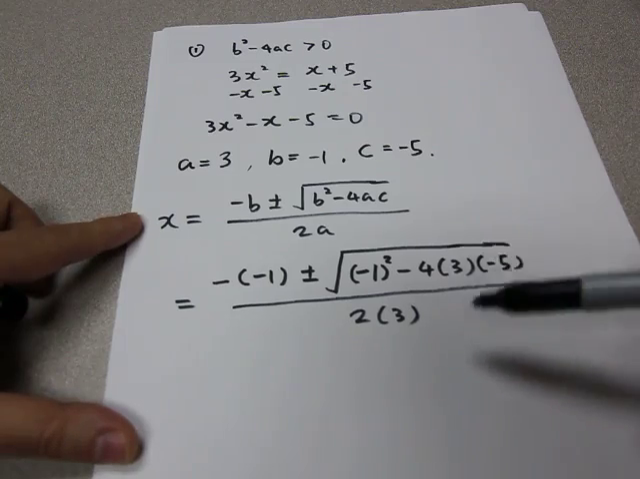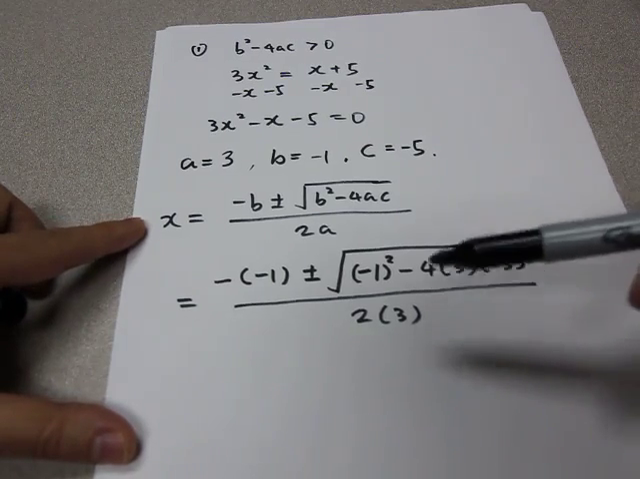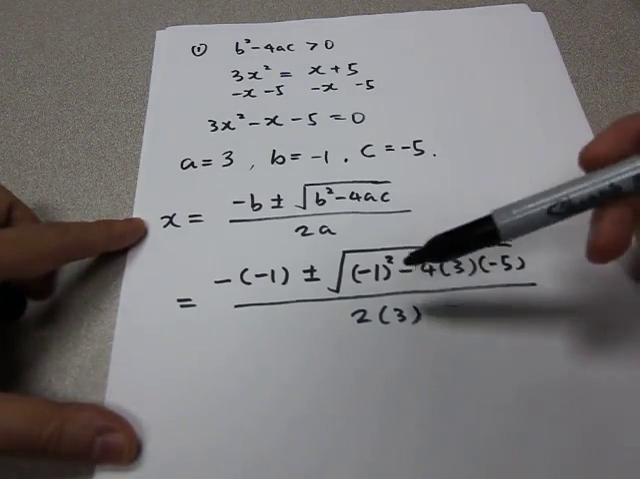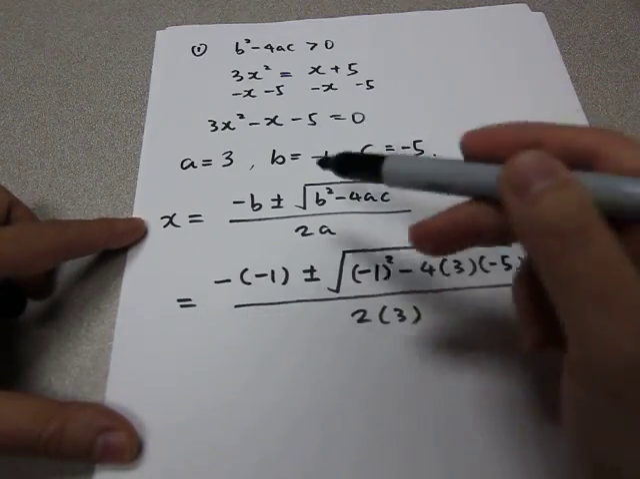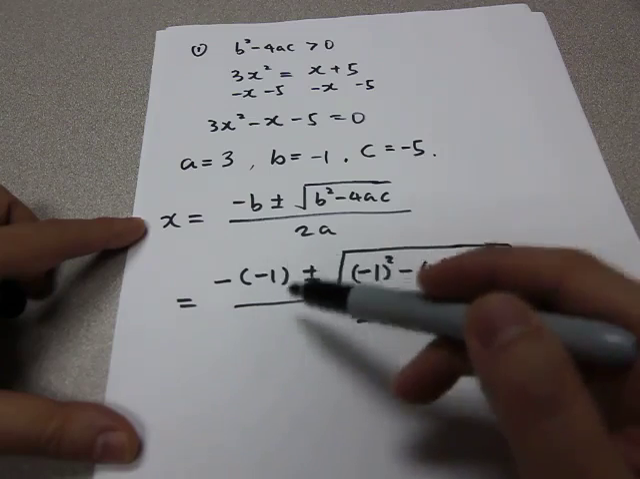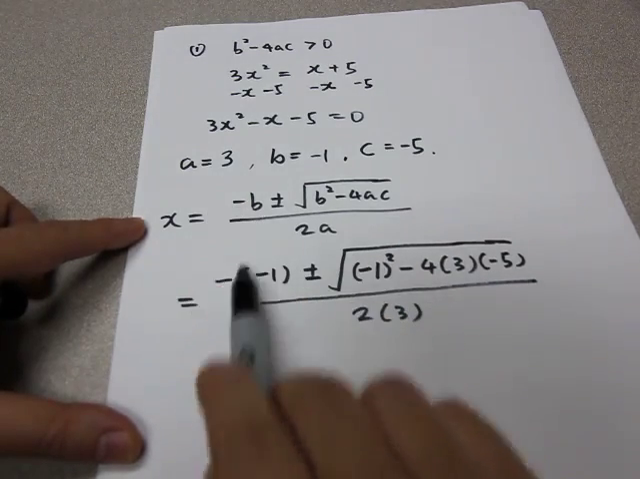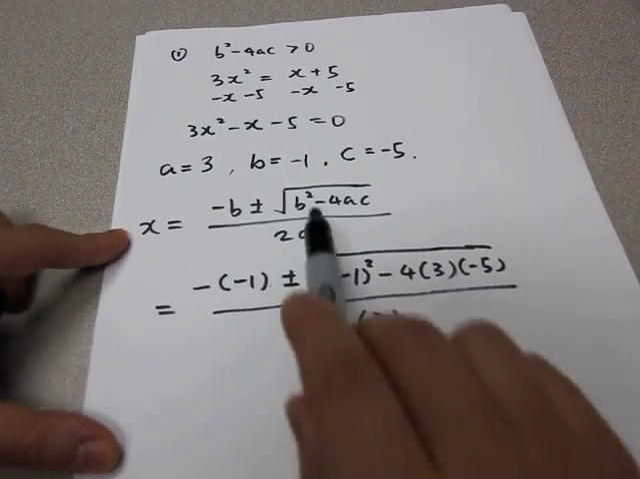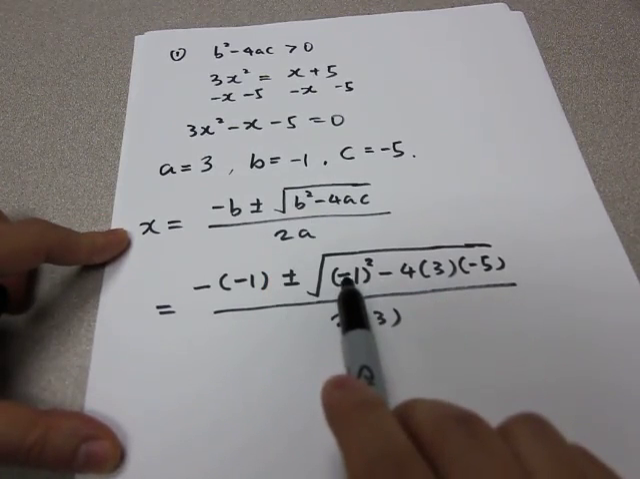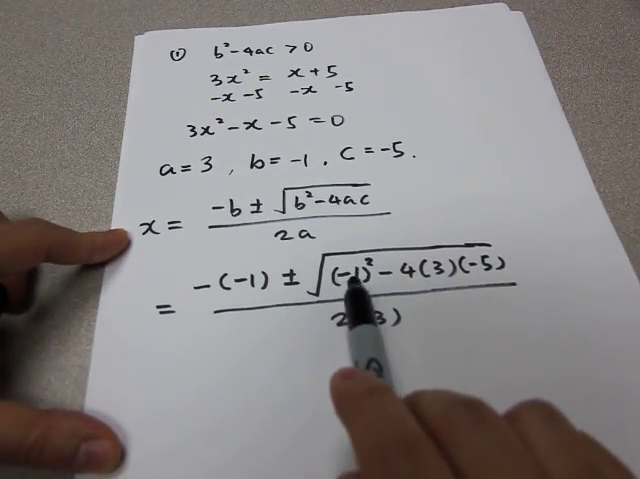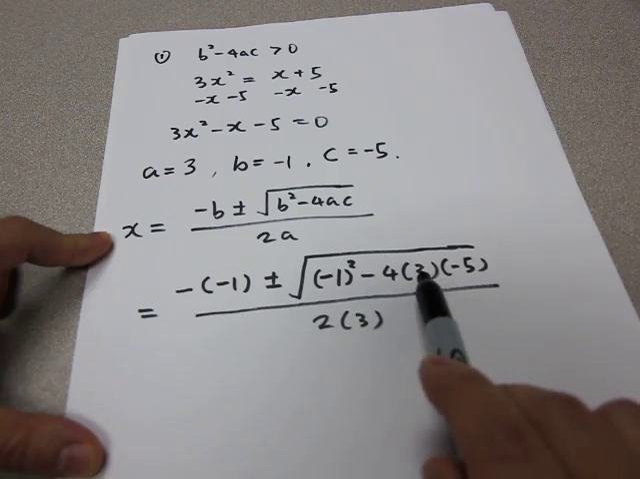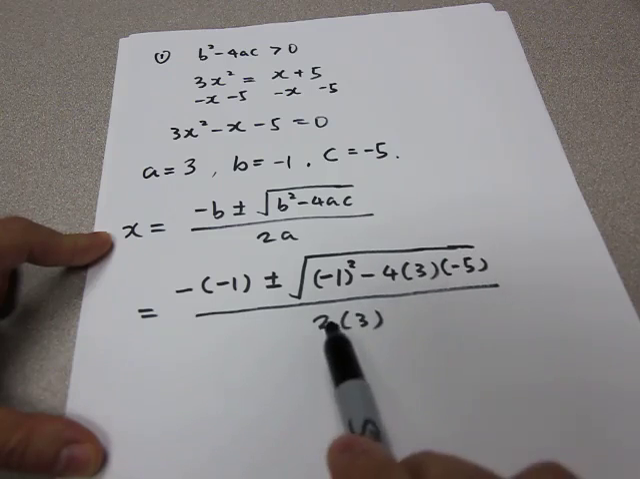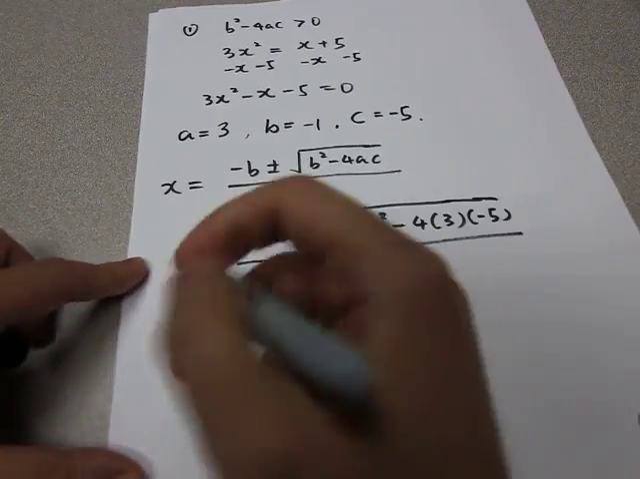Once you complete this step, I suggest you double check that the numbers you plugged in are correct. So minus B, so minus -1, and B squared, the parentheses -1 squared, and minus 4 times A times C, over 2A.